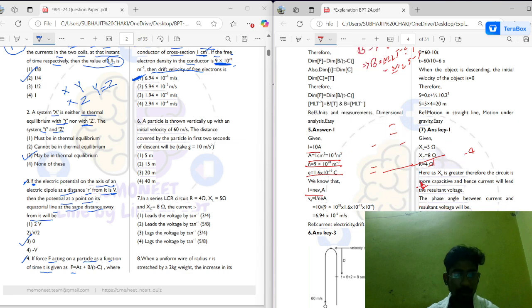Okay, a particle is thrown vertically up with an initial velocity u. The distance covered by the particle in 2 seconds is to be found. There is a simple formula you can apply, h equals ut plus half gt square. Here it is moving in the direction of acceleration due to gravity, so it is plus. U is given as 60, t is given as 2, so 120 plus 1 by 2 into 10, which is 5, into 2 square, which is 5 into 4 equals 20.